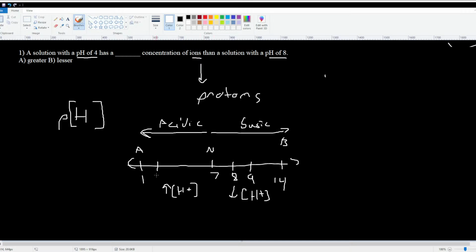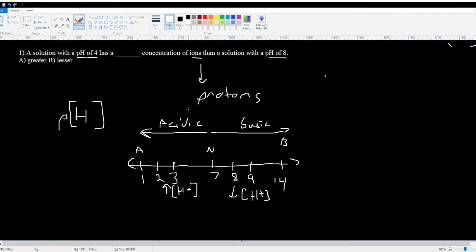Or what if we have something with a pH of 2? Something with a pH of 2 is 10 times less acidic than something with a pH of 1. And something with a pH of 3 is 100 times less acidic than something with a pH of 1. So, like I said, on a scale of magnitude. Not that you really necessarily need to know that, but just good information.